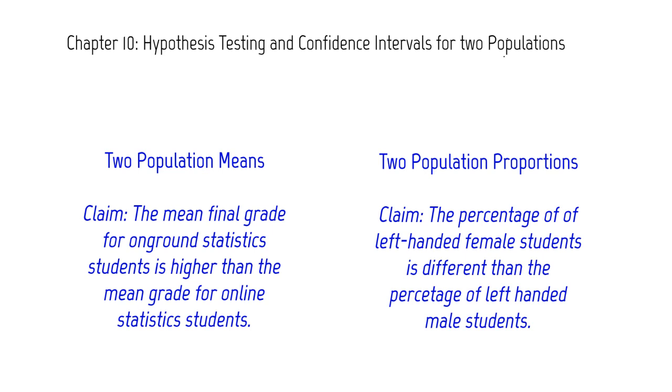In that example, we'd be testing the means, the difference between the two means. Another example would be to test the claim that the percentage of left-handed female students is different than the percentage of left-handed male students. In that example, we would be testing the difference between the proportions. Let's start off testing the two population means, where we compare the final grades of on-ground statistics students to online statistics students.